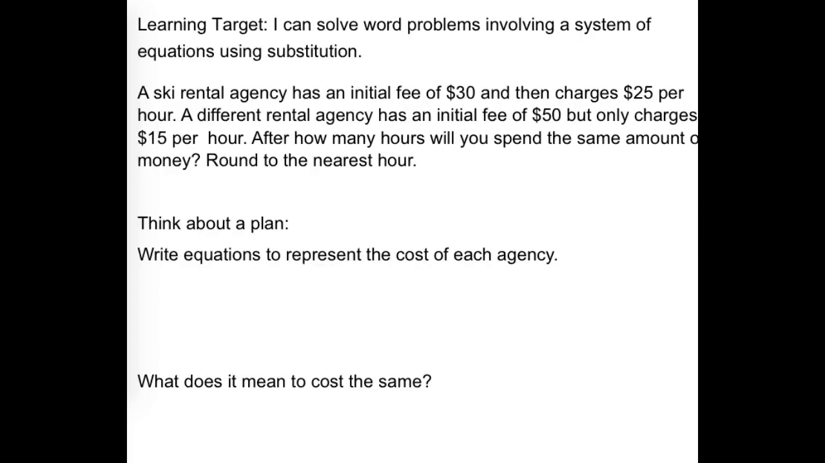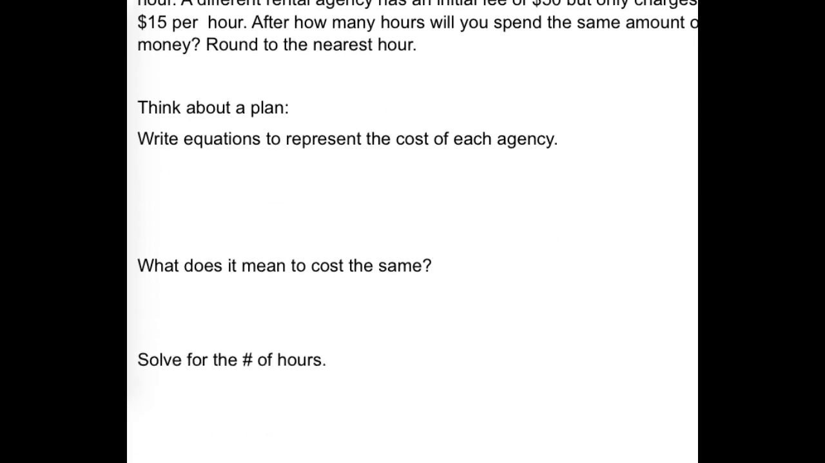All right, our next learning target. I can solve word problems involving a system of equations using substitution. Okay, it says a ski rental agency has an initial fee of $30 and then charges $25 per hour. A different rental agency has an initial fee of $50 but only charges $15 per hour. After how many hours will you spend the same amount of money? It does say to round your answer to the nearest hour.